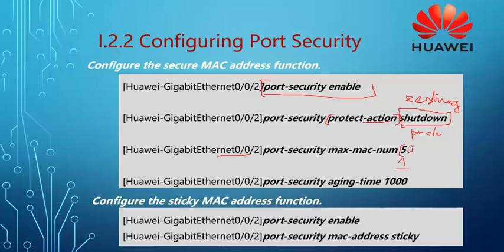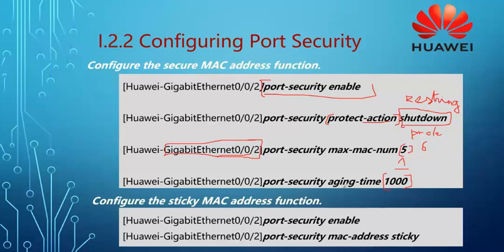So if we type this command and we learn the 6th MAC address, what will be done here? If the 6th MAC address is learned, the violation action or protect action will be applied, and we will have a shutdown on this port. Okay, so we can modify the port security aging time, and we put here a number of seconds.